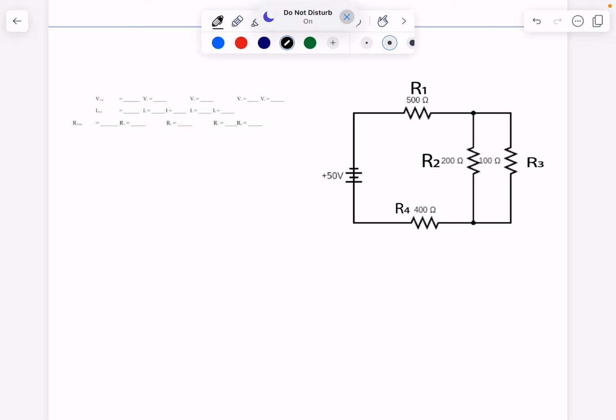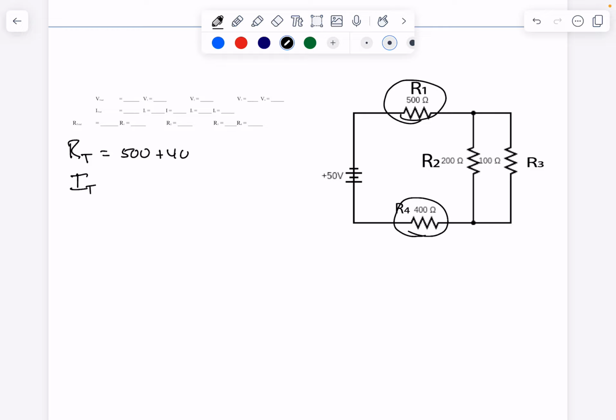Kinds of problems. These combination circuits, your goal is to become a series circuit. And as I've said in previous videos, the most important thing is to find the total resistance first and then the total current. So the total resistance in this one will be, I see here we have 500, that's in series, so is this, plus 400, plus, now we have a parallel circuit right here, plus (1/200 + 1/100)^-1.